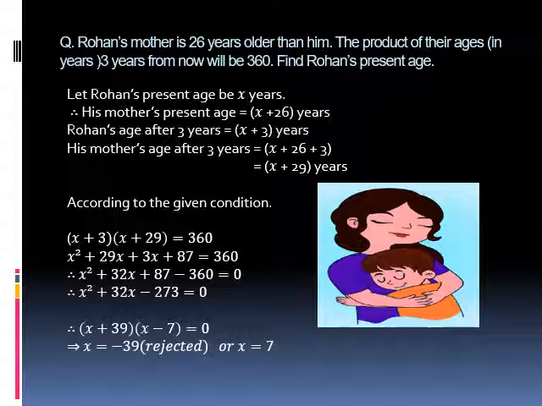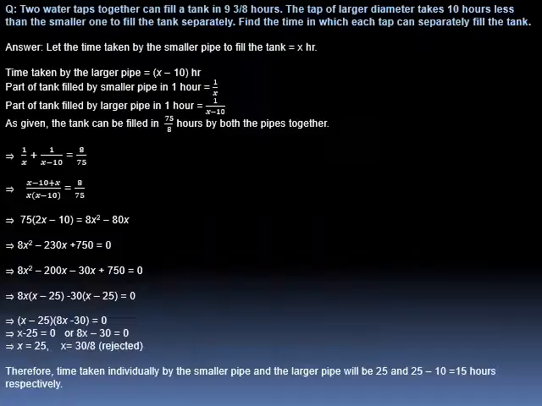So after splitting the middle term and solving the quadratic equation, we get the two roots as minus 39 and 7. But we reject minus 39 since the age cannot be negative. So we are ready with our answer. Rohan's present age is 7 years. Have a look at one more word problem which can be solved using quadratic equations.